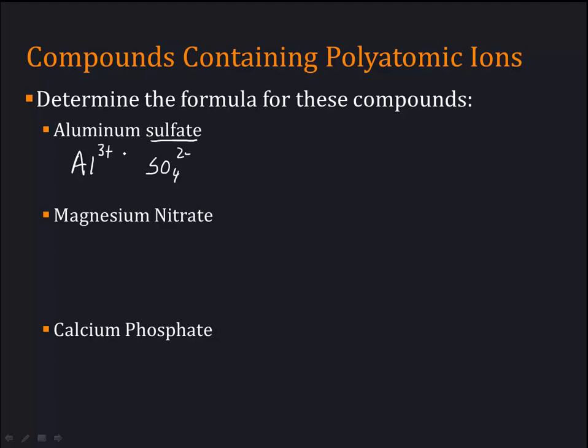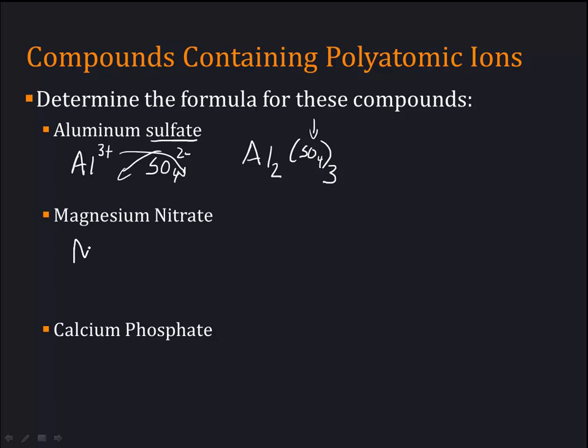So I've got to start with my ions, and then I'm going to cross them so that I can come up with the formula. So aluminum sulfate is Al2(SO4)3. That's in parentheses because it's a polyatomic ion, 3.